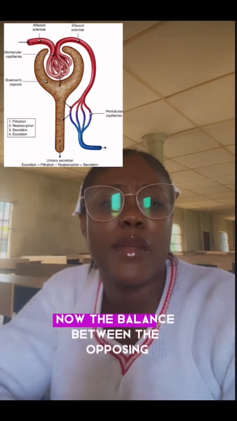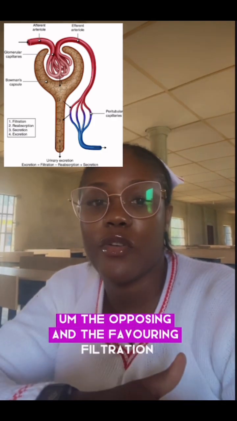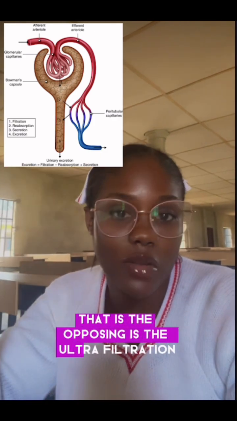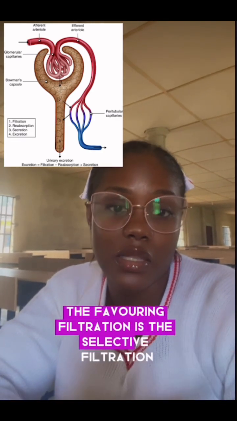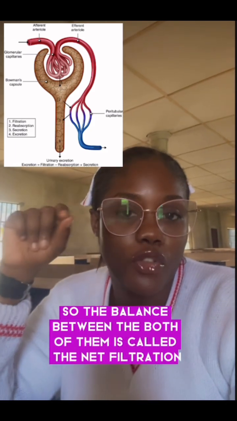capsule. Now the balance between the opposing and the favoring filtration, that is, the opposing is the ultrafiltration and the favoring filtration is the selective filtration, so the balance between both of them is called the net filtration.